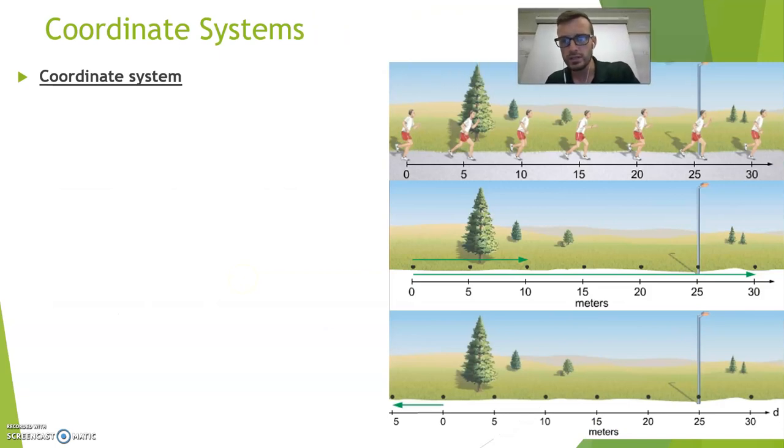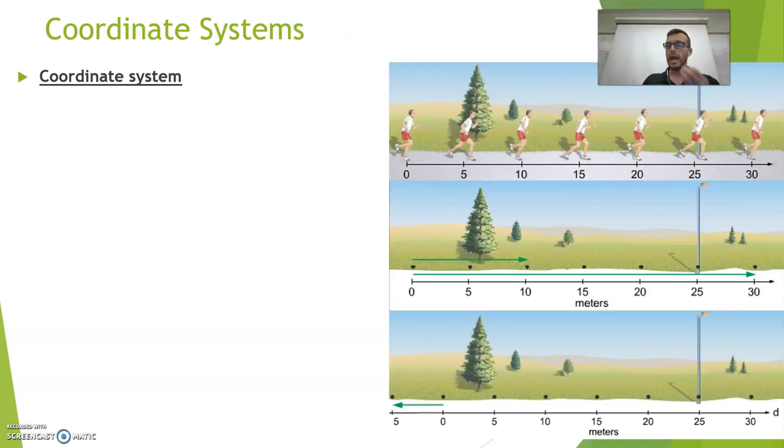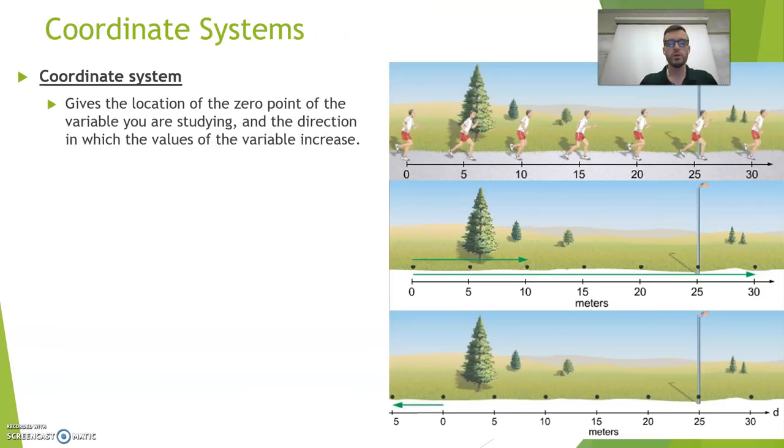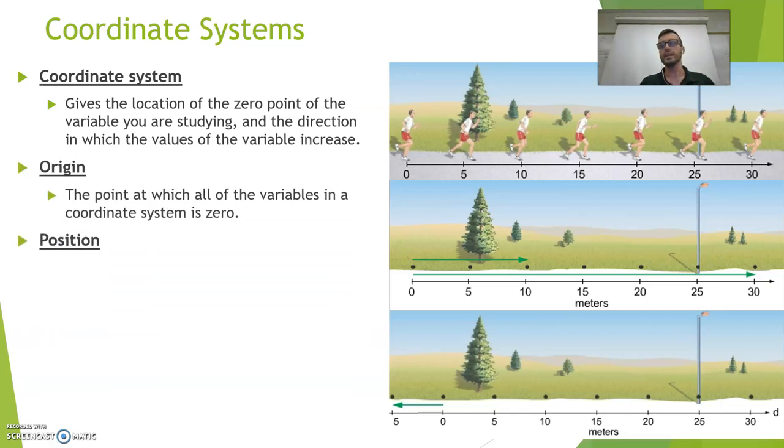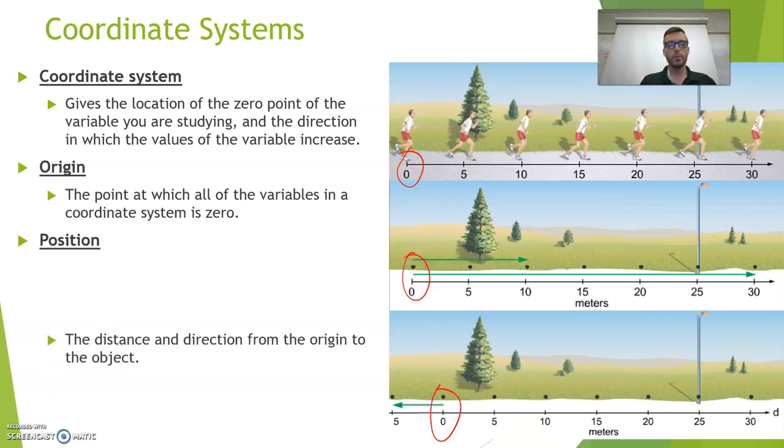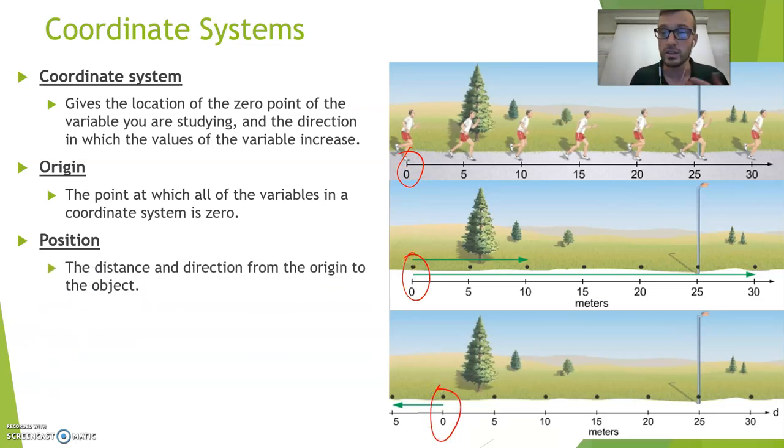Now, when we do this, we have to know where we start and which way we're going. And so we use a coordinate system which tells us where is 0, and it tells us the direction that we're headed. Which way is positive, which way is negative. All right? So the origin is defined as the 0 point. So in these pictures, origin, origin, origin. The position, of course, is the distance and direction from the origin. All right, what does that mean?